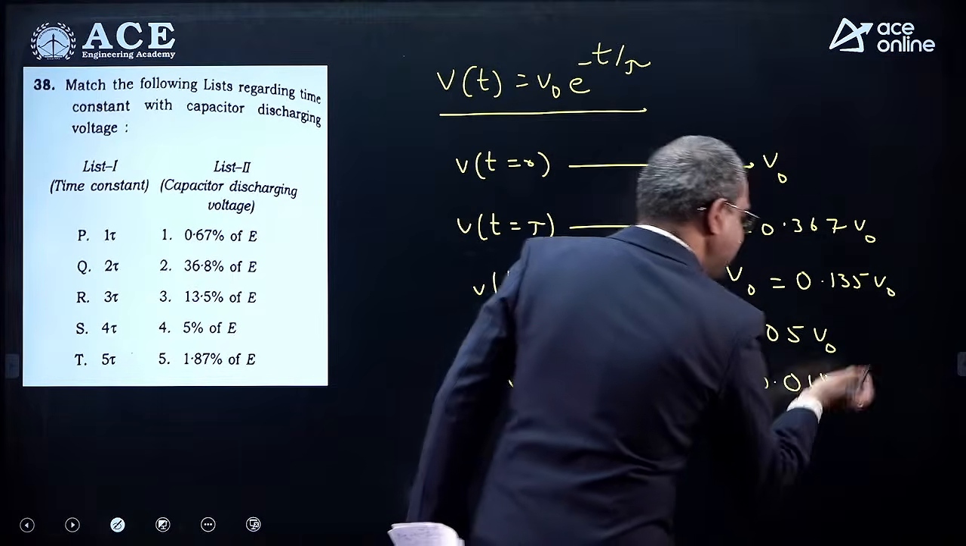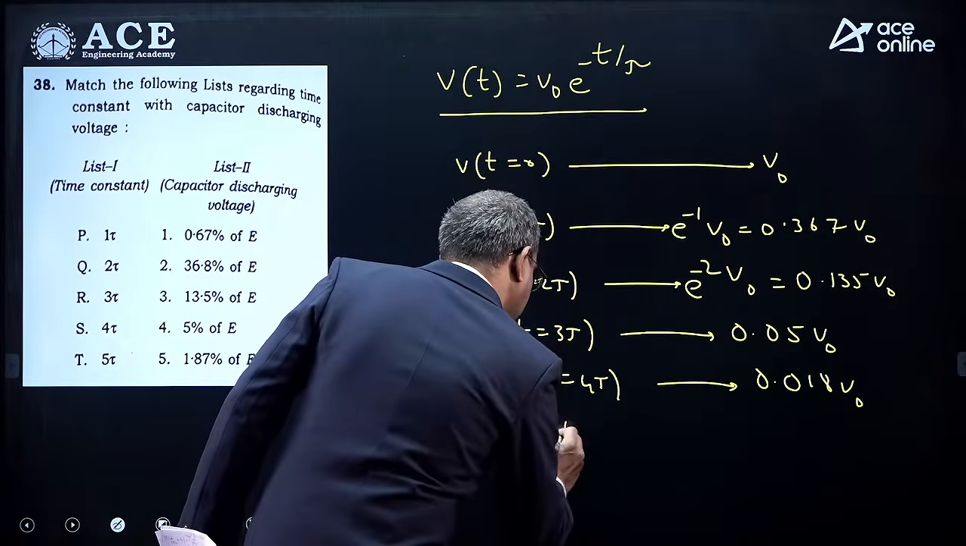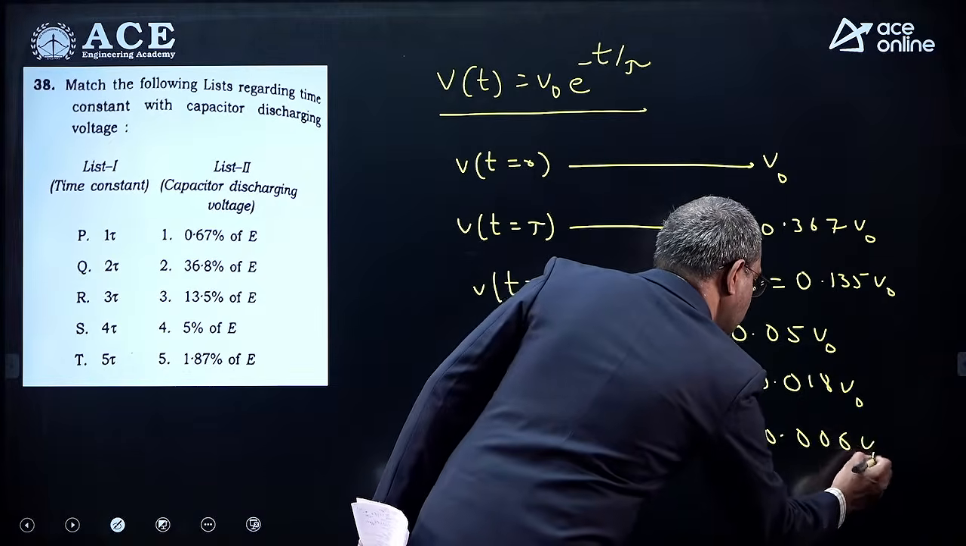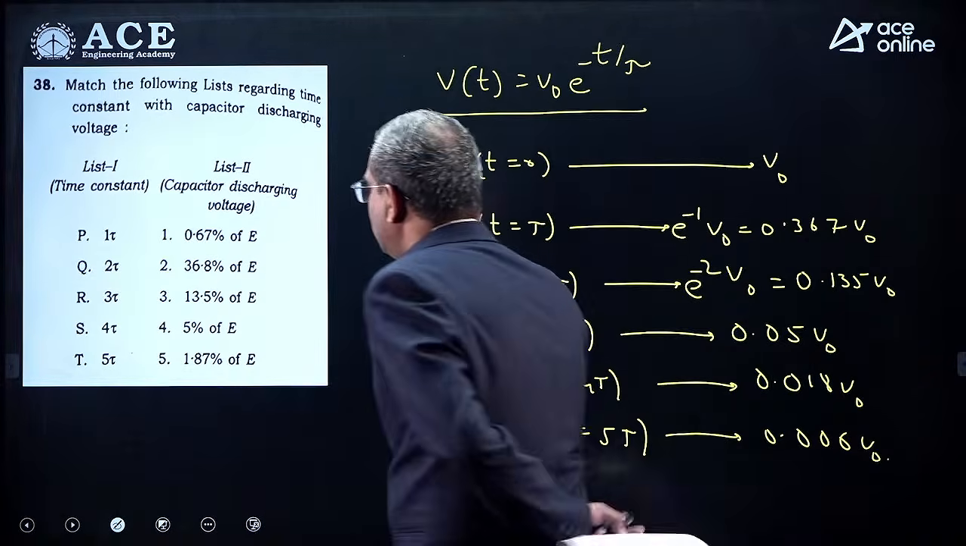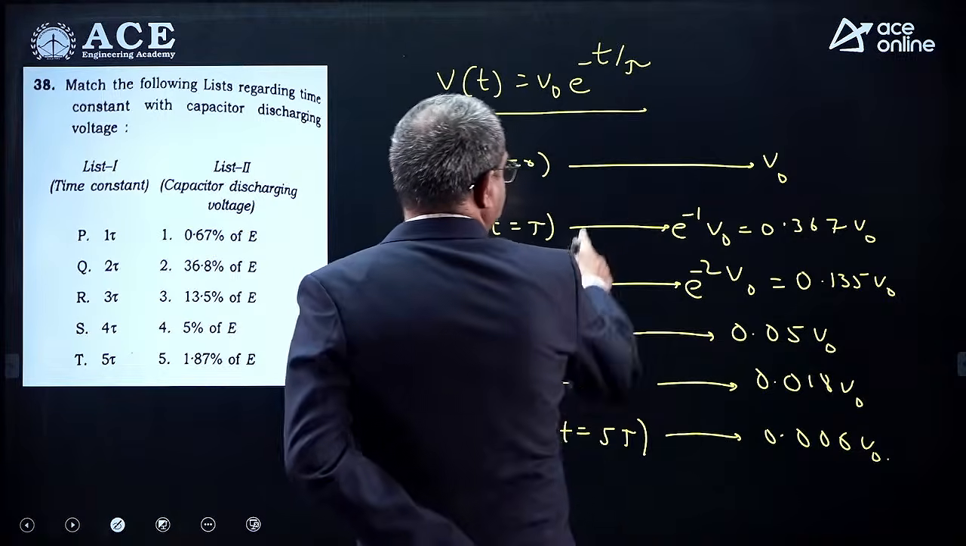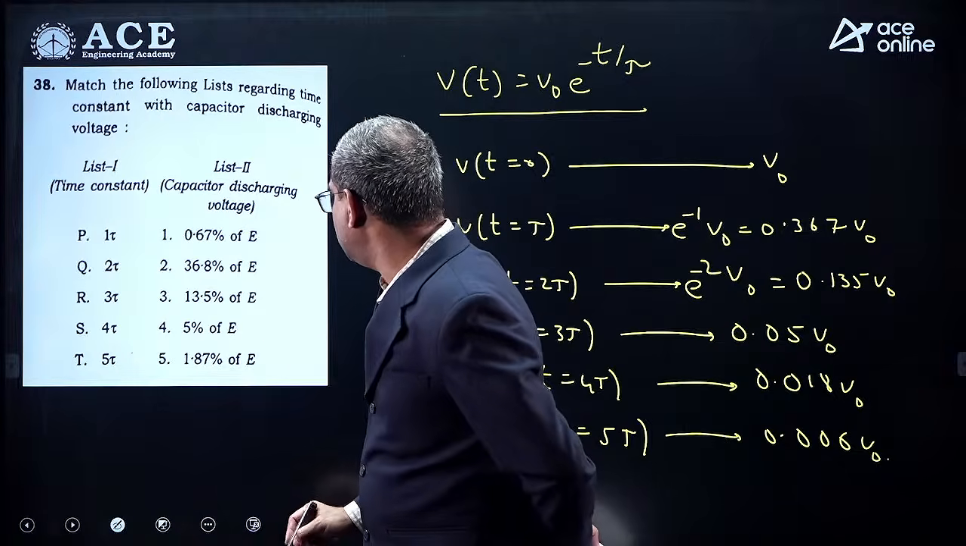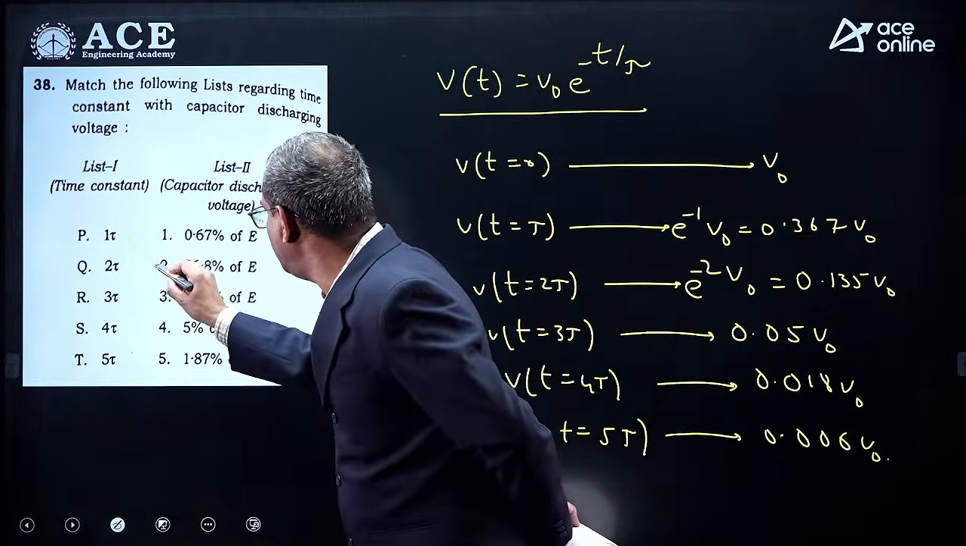0.018, almost less than 2% of the error. And V at t equal to 5 tau, 0.006. Now if you see here, at the first time constant it is 36.7% of E.